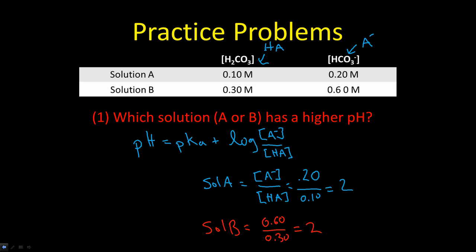So the answer to which one of these has a higher pH is neither, because they both have the exact same pH. Remember, the pH is dependent on the ratio of these two, not the total amount. But that's in stark contrast to buffer capacity, which we'll see in the next couple of problems here.